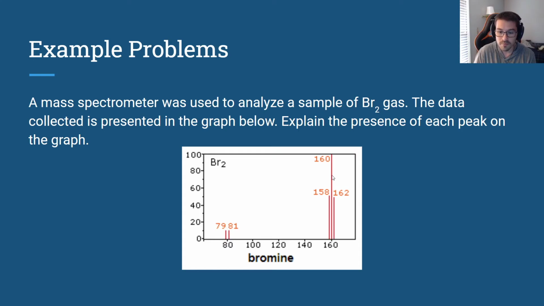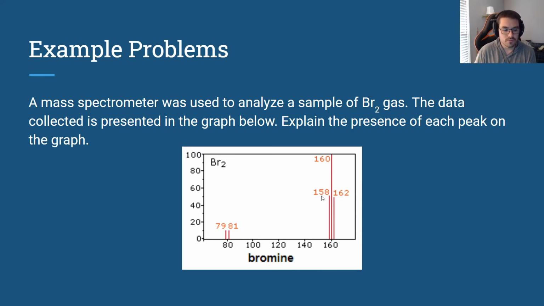Now what is more common, according to the heights of these peaks, is the actual molecular bromine, 2 bromines. If you take 79 plus 79, you get 158. That's where this first peak comes from. If you do 81 plus 81, you get 162. That's where this third peak comes from. If you do 79 plus 81, you get this peak right here, the 160 peak. The reason that this middle peak is twice as high as these others has to do with probability.